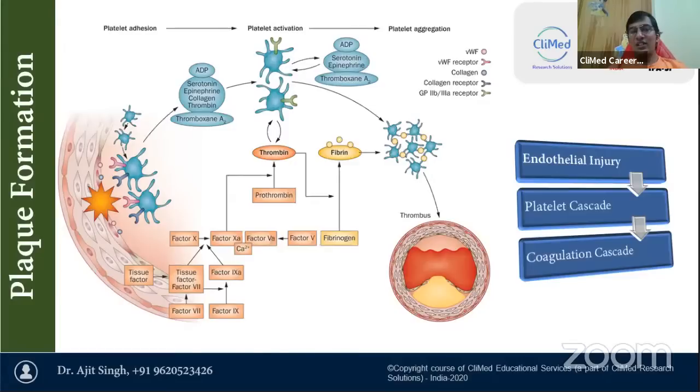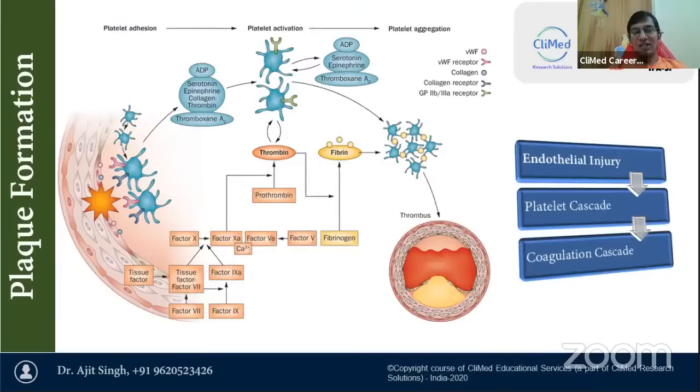After injury, at the injury site, there are so many factors which get excreted. These factors are like von Willebrand factor, VWF, and then we have collagens, and other factors, tissue factors, which get secreted from the injury site, and they activate the platelets. They start the coagulation cascade. They start the other process which can lead to the formation of plaque at the end.